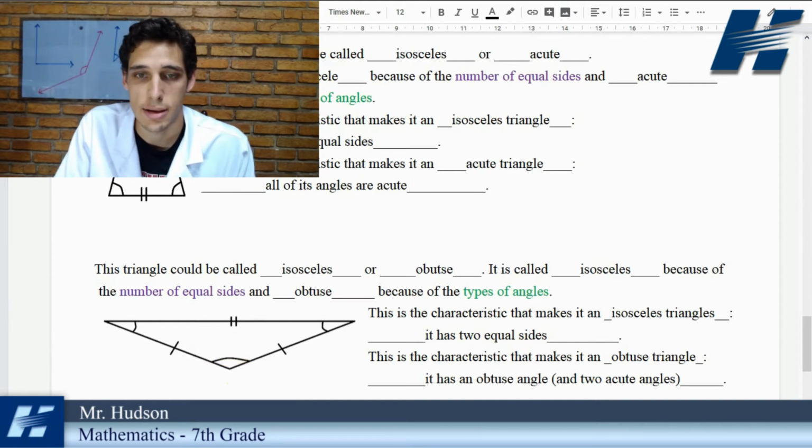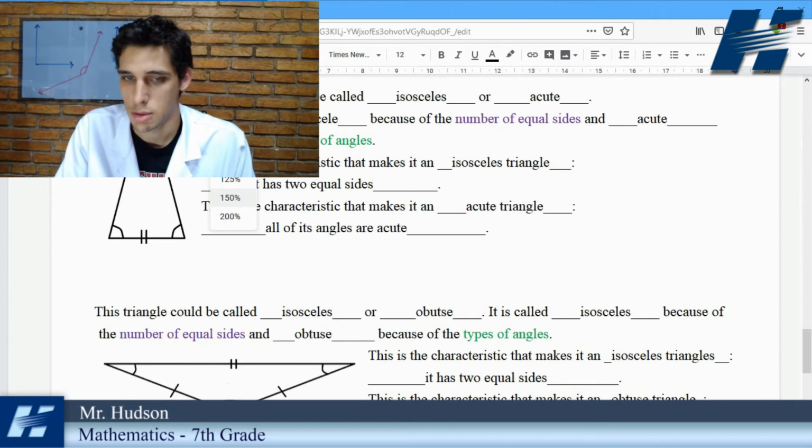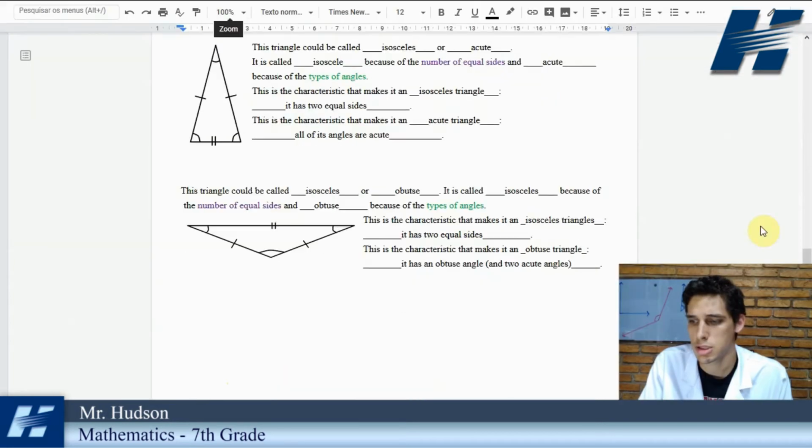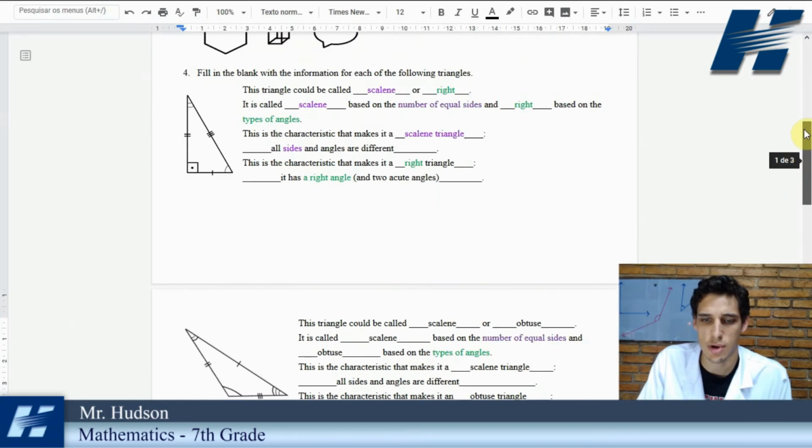Alright. So let me make it smaller so you can see the pattern. How many types of triangles do we have, guys?